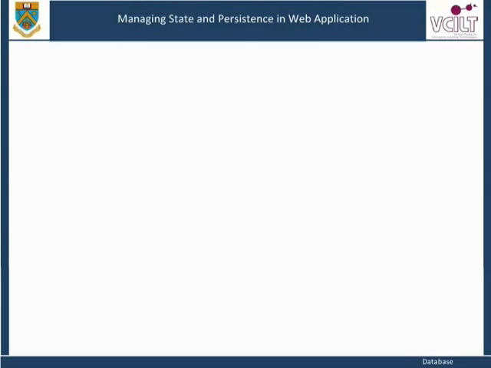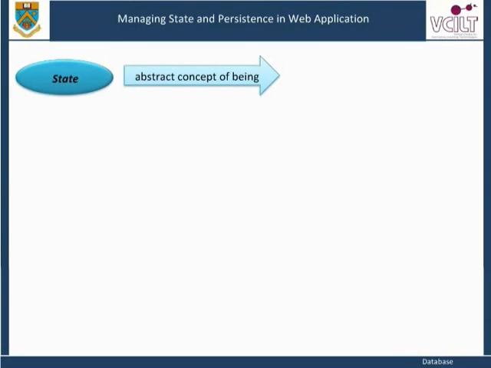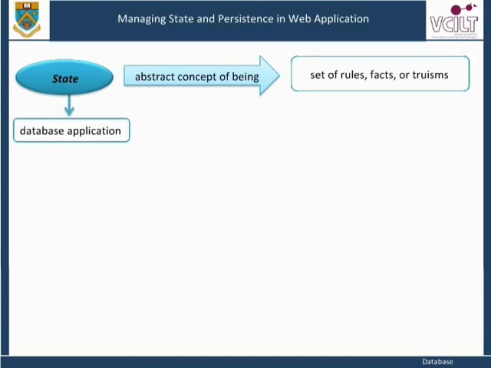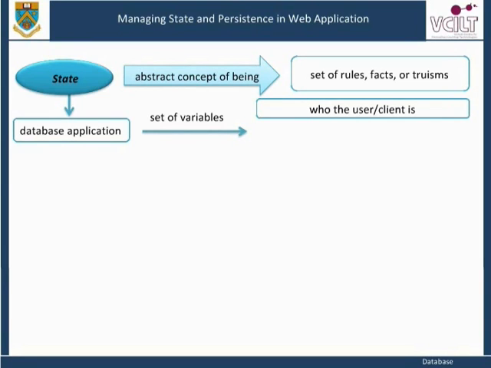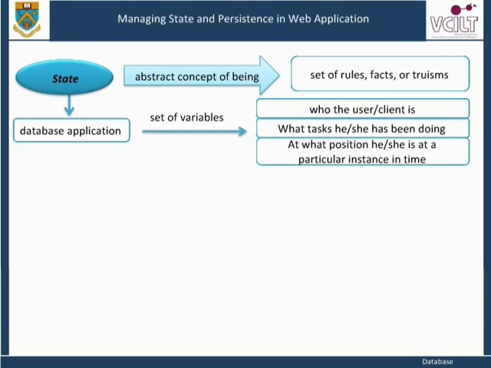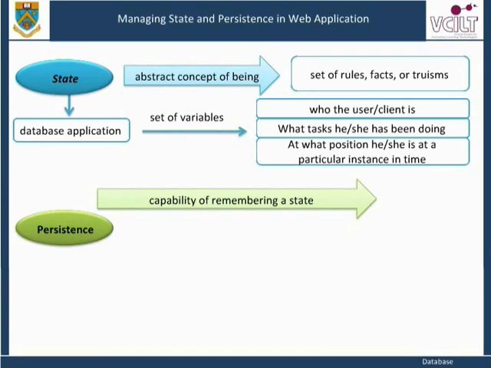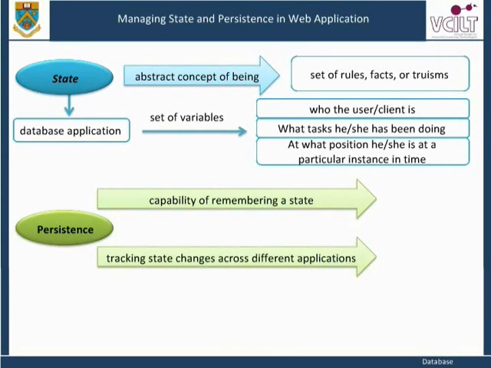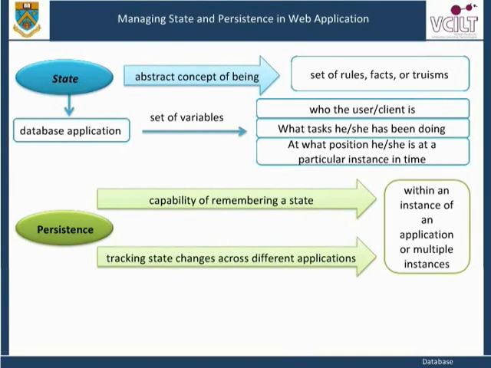Managing state and persistence in web applications. State is an abstract concept of being, which can be explained by a set of rules, facts, or truisms. A state in a database application includes a set of variables or other means to record who the user or client is, what tasks he or she has been doing, at what position he or she is at a particular instance in time, and many other useful pieces of information about a database session. Persistence is the capability of remembering a state and tracking state changes across different applications or different periods of time within an instance of an application or multiple instances.